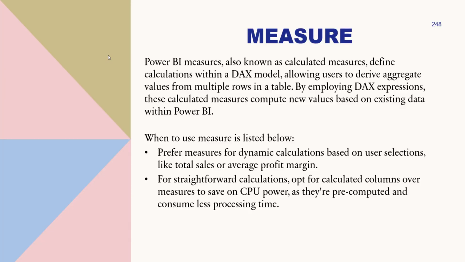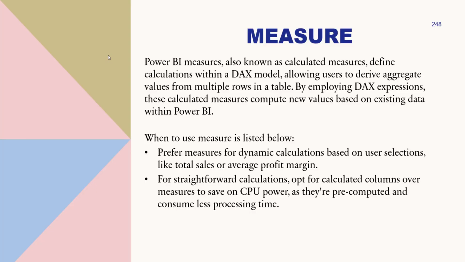So when to use a measure, or when not to use a measure. Measures are preferred for aggregation or calculations that rely on user selection or filter. For example, users use measures to compute total sales, average profit margin, or year-to-year growth rates of products based on various criteria. But when not to use: for simple calculations, use calculated columns rather than measures, because calculated columns are less computationally intensive since they are pre-computed and saved, whereas measures are recalculated each time they are displayed, which requires more CPU power.